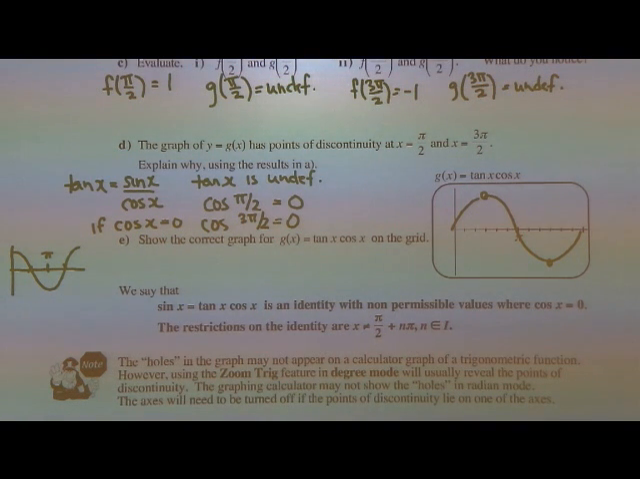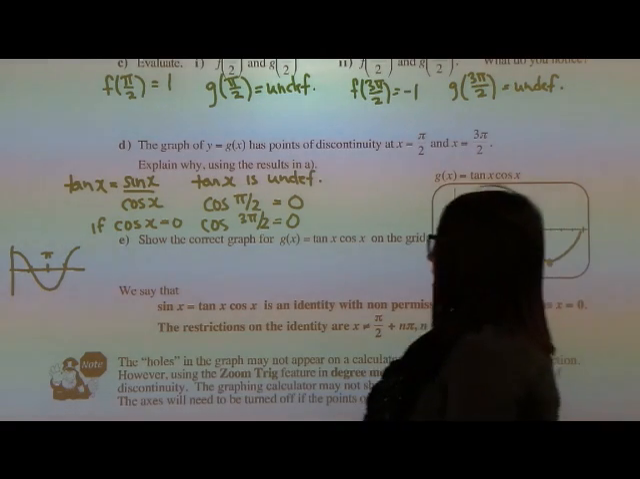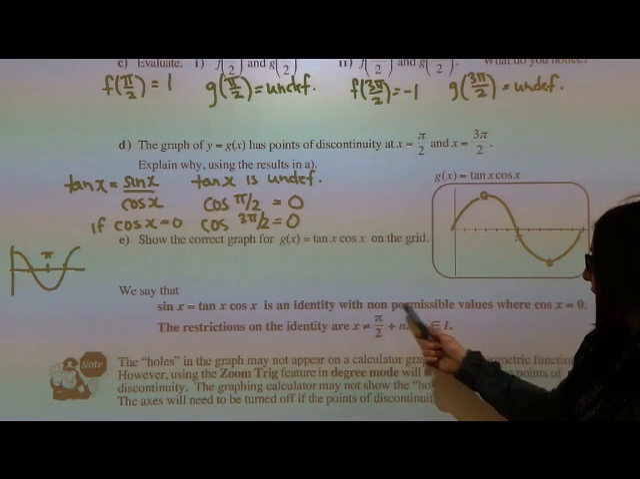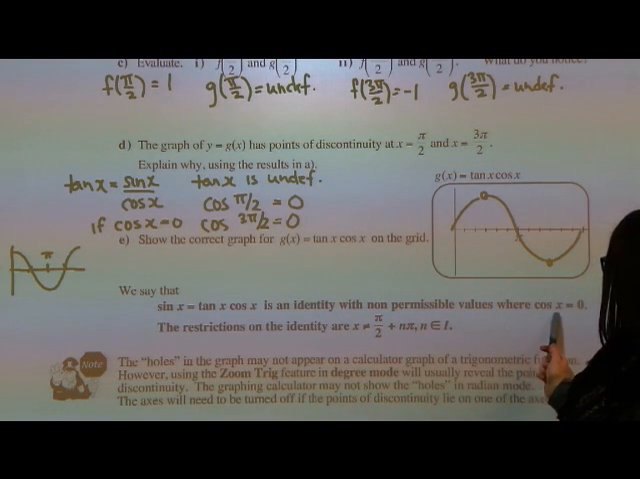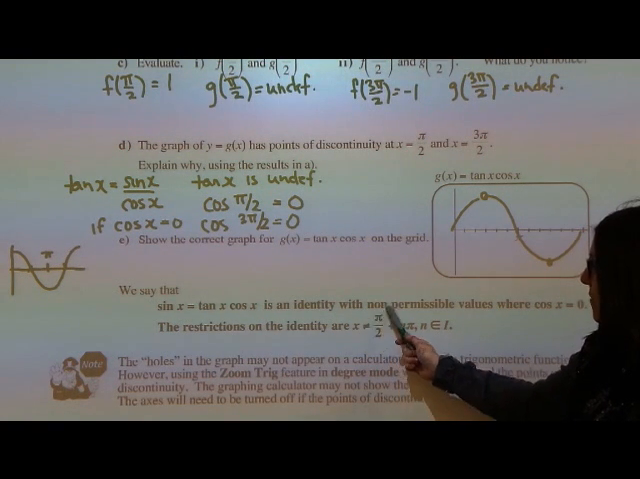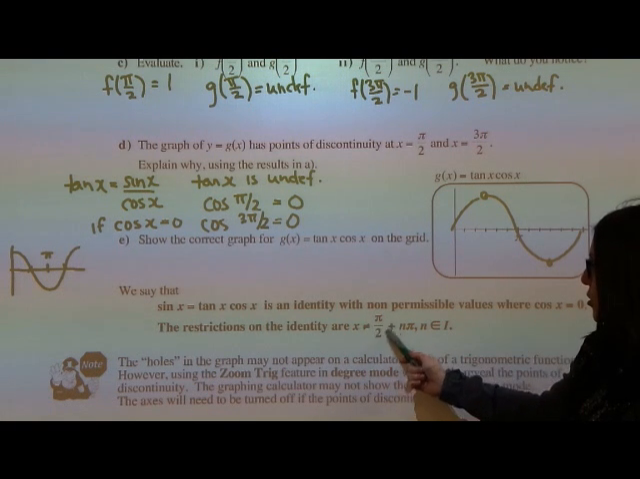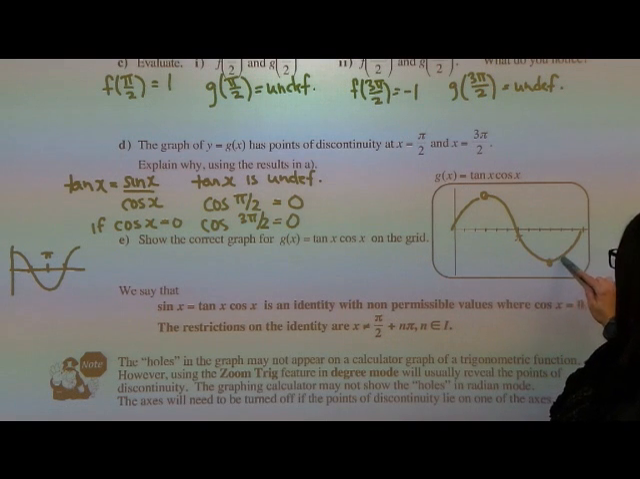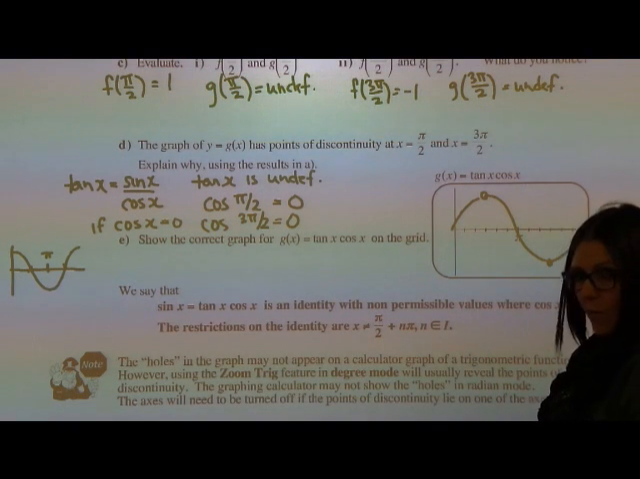So really, what we're looking for in this section is non-permissible values. When we are looking at our identities, we need to watch out for these non-permissible values. So we can say that sin x equaling tan x cos x is an identity that has non-permissible values whenever cos x equals 0. And those non-permissible values would be whenever I have pi over 2 plus multiples of pi n. So pi over 2, 3 pi over 2, the next one would be 5 pi over 2, 7 pi over 2, and so on.